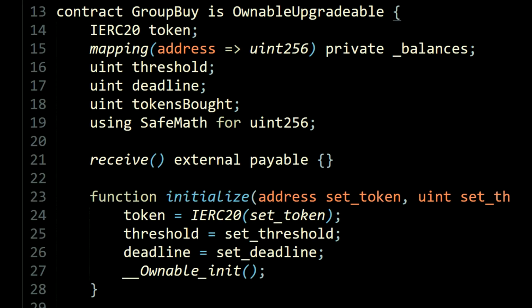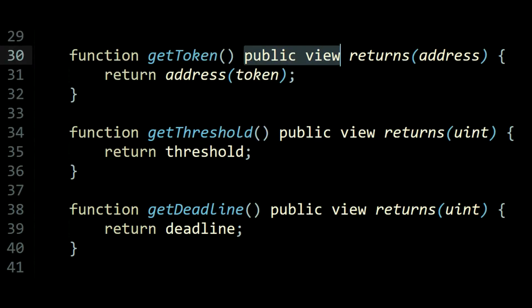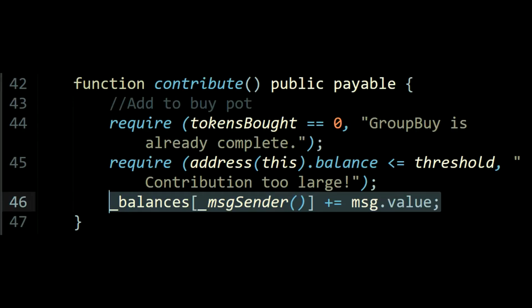The GroupBuy contract starts off with some member variables to track its internal state, and an initialization method for populating them. Anything that says public view on it can be checked for free and doesn't change the blockchain. These methods are just getters that expose the internal variables. Next comes the contribute method, which is the one we are trying to call. The require statements just kick the transaction back with a message if the conditions are not acceptable.